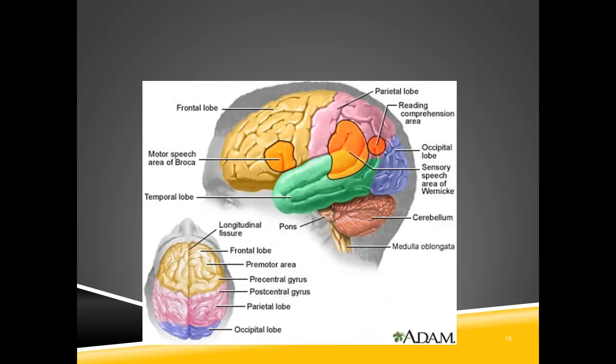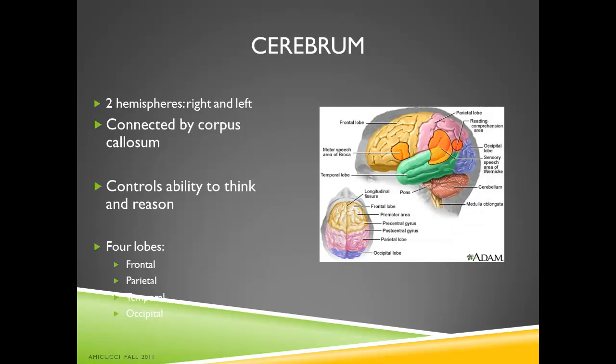This is another picture putting together the anatomy and the physiology and the function in a different view. Cerebrum: two hemispheres, right and left, connected by the corpus callosum, controls the ability to think and reason. Four lobes: frontal lobe, parietal lobe, temporal lobe, occipital lobe. Think about what areas of function are controlled by the different lobes.